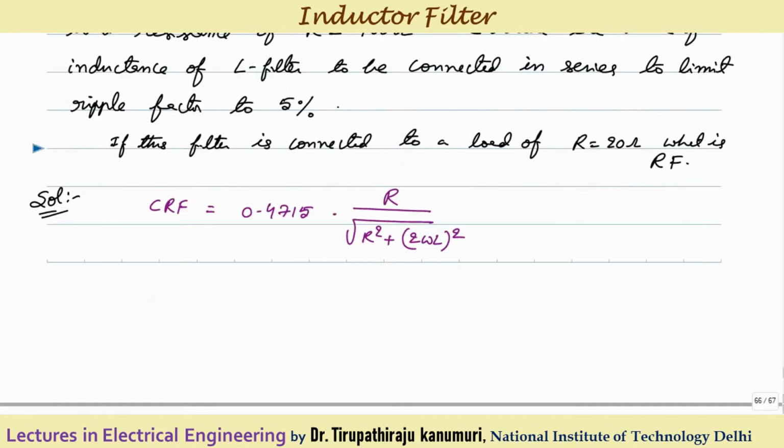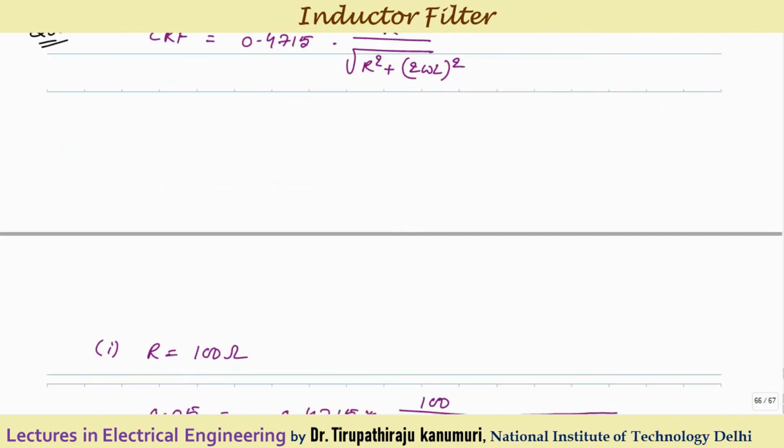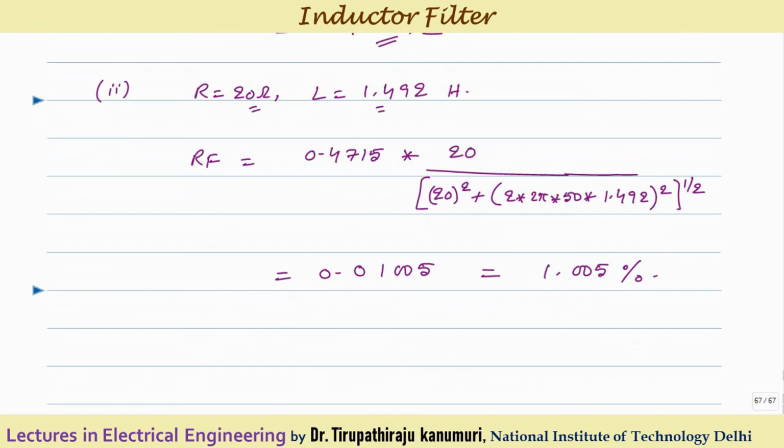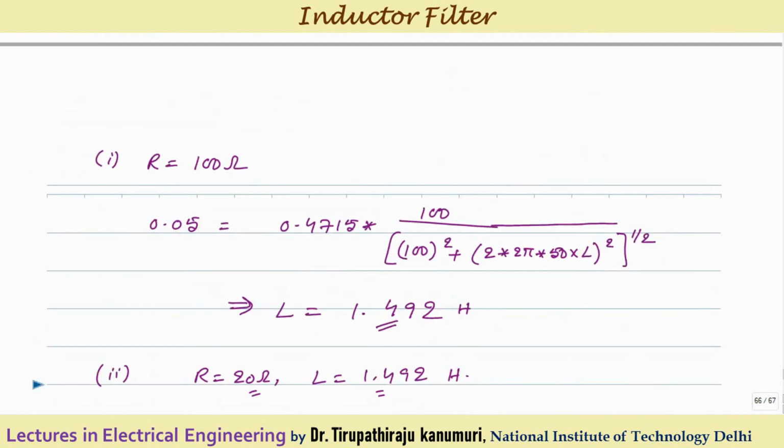Now you may get a doubt: what will be the ripple content without any filter? Without any filter, in this formula you just substitute L equal to 0, because the filter is not there. R divided by R will cancel, and you will get 0.4715. So we can tell that without any filter, the current ripple factor is 47.15%. By adding this filter, you can see the ripple factor is decreased drastically. In the first case it is decreased to 5%, and in the second case it is decreased to 1%. So this is the advantage of going for the L filter.